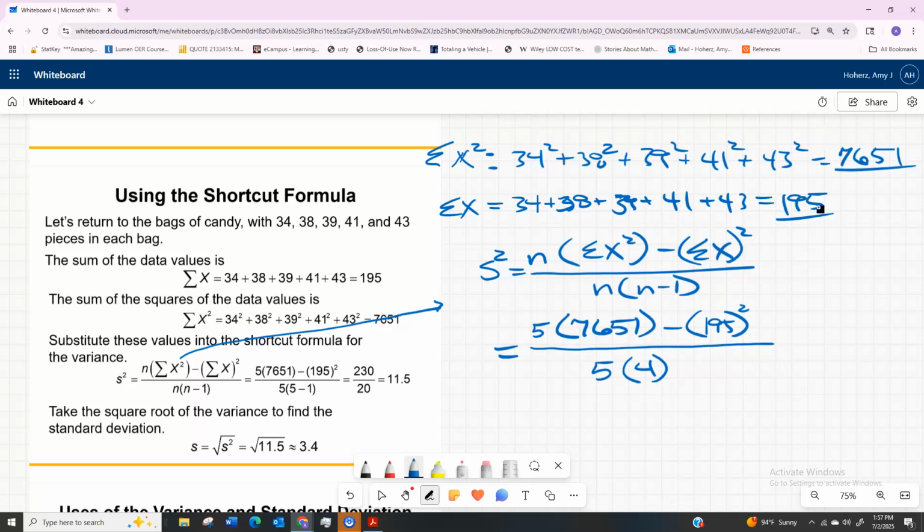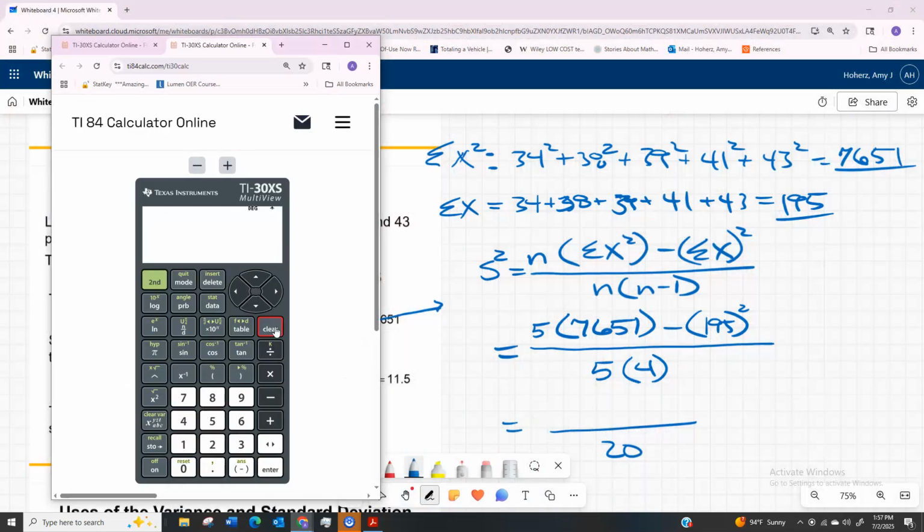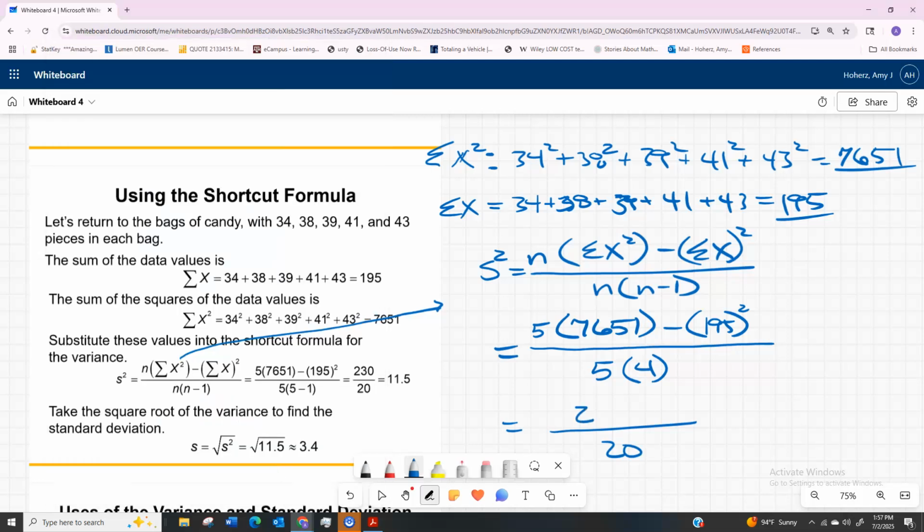What I would highly recommend on this, you can try to do it all the way through if you want. If you do that, you're going to have to put extra parentheses here and here when you put it in. But I would instead recommend that you just do them in parts. So I would recommend that you do the bottom. You can usually do that in your head. So 20. And then on the top, just type in what the top is and compute that. So we're going to get 5 times 7,651 minus 195 squared. And that gets us 230. So we get 230 over 20. And when I divide that, I get 11.5.